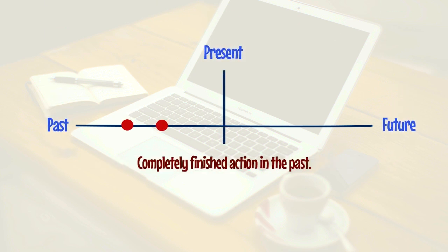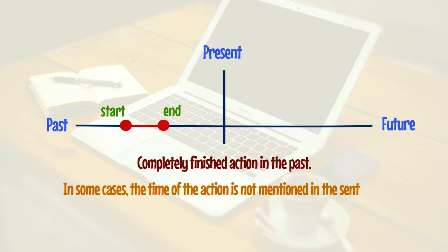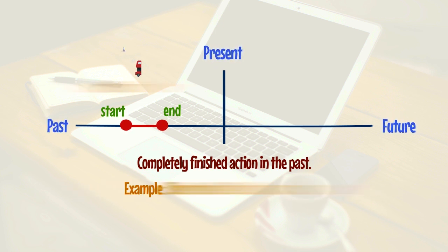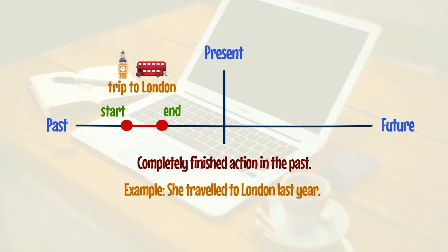The most common use for the past simple tense is when we need to talk about a completely finished action that took place at a specific time in the past. In some cases, it's not necessary to mention the time when the action happened. Example: she traveled to London last year.